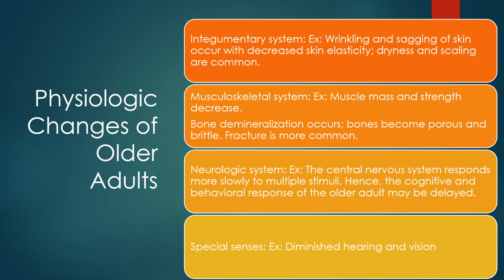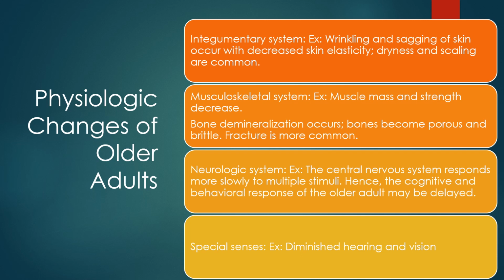The skin cell proliferation slows down, so the skin layer gets thinner and more fragile, and subcutaneous fat diminishes, causing the older adult to be less likely to conserve body heat. Hair pigmentation may occur, it's going to start turning gray, and the hair will start to fall out.